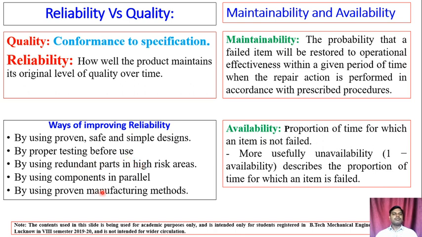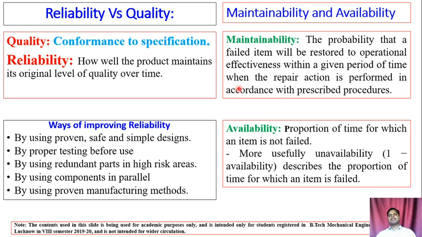So by using components in parallel, as we have discussed in part 1 of this reliability series lecture, in which we discussed that two main reliability block diagrams are used. One is series connection, the other is parallel connection, or there may be a combination of series as well as parallel. We have seen that in a parallel reliability diagram, the reliability is more, but in a series connection, the reliability is less. By using proven manufacturing methods, we can also improve the reliability. These are some parameters by controlling which we can improve the reliability of the product.